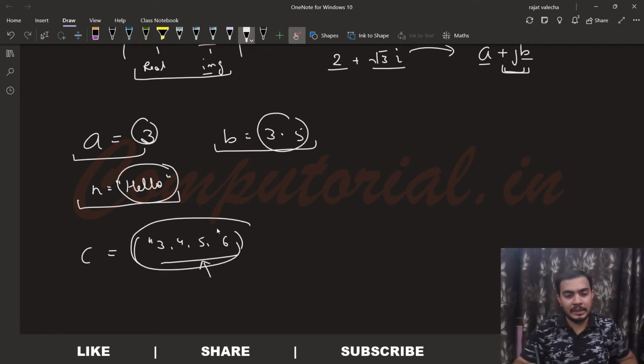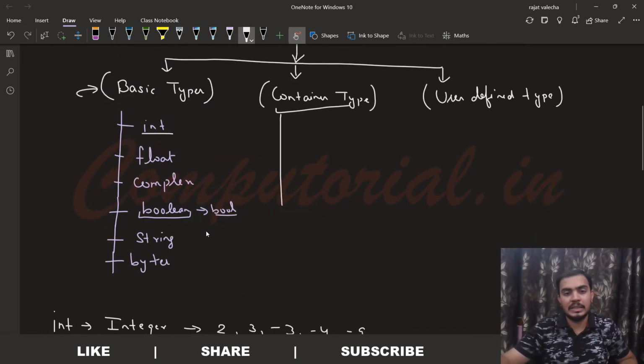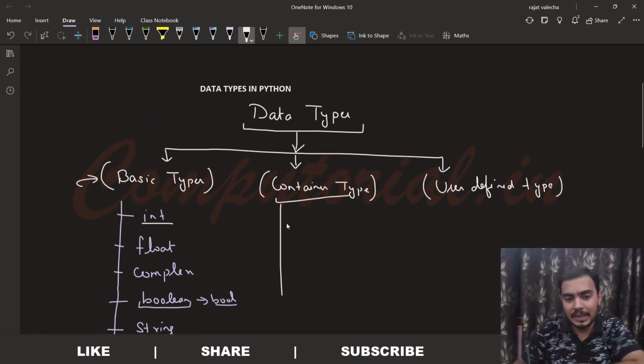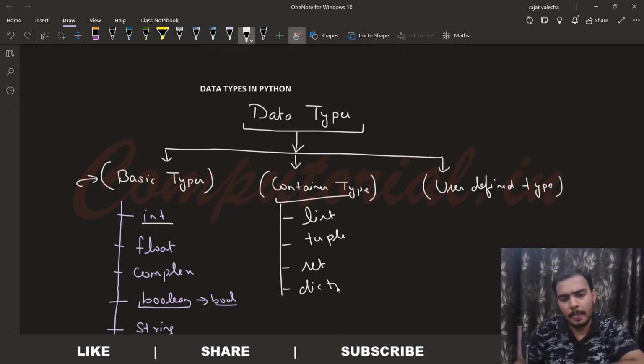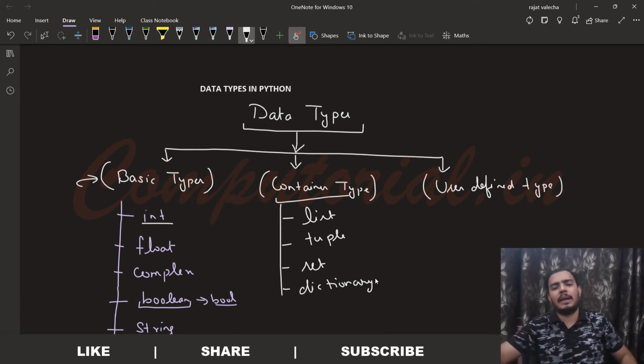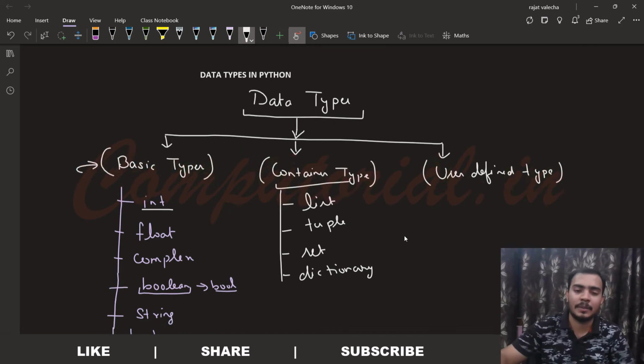For all such cases, the data types that we will use are called the container types. In the container types we have 4 categories. We have list, we have tuple, we have sets and dictionaries. These are the 4 categories that we have in Python for the container type values. Now let's talk about all of these types in a detailed manner.